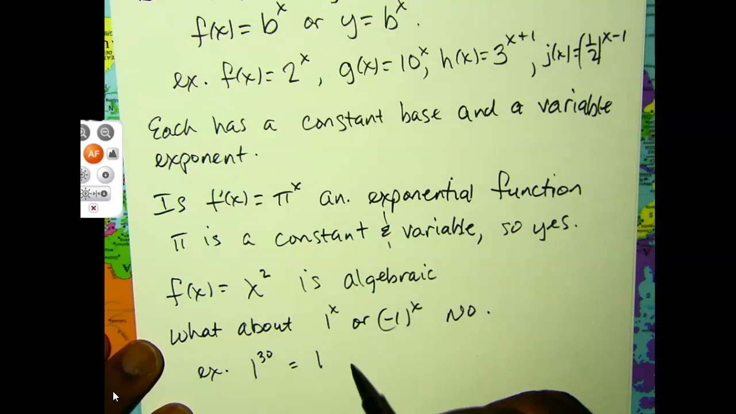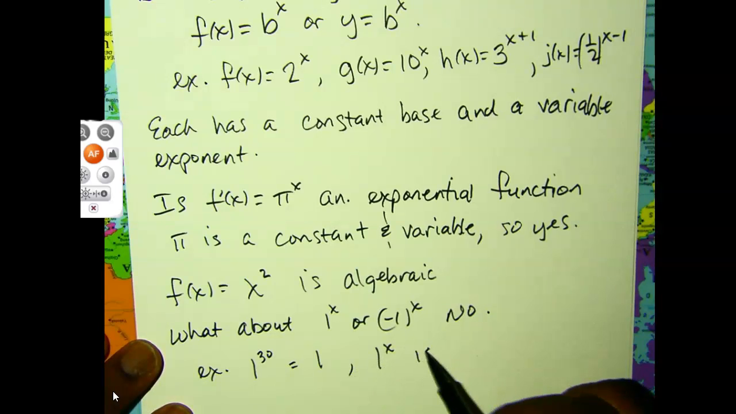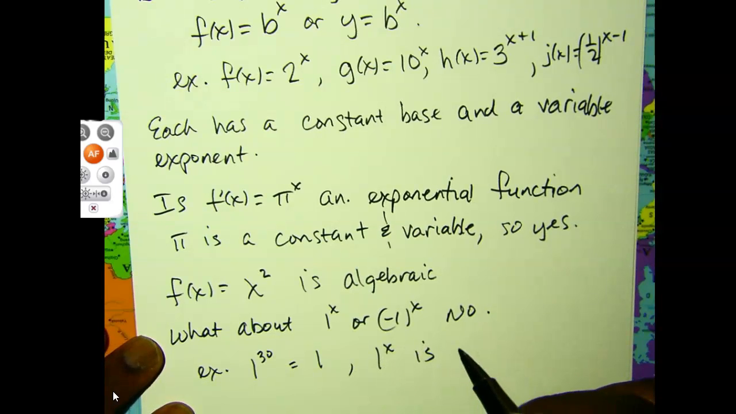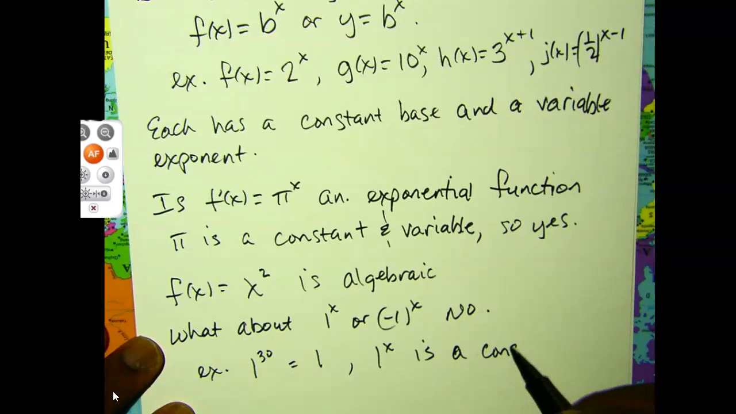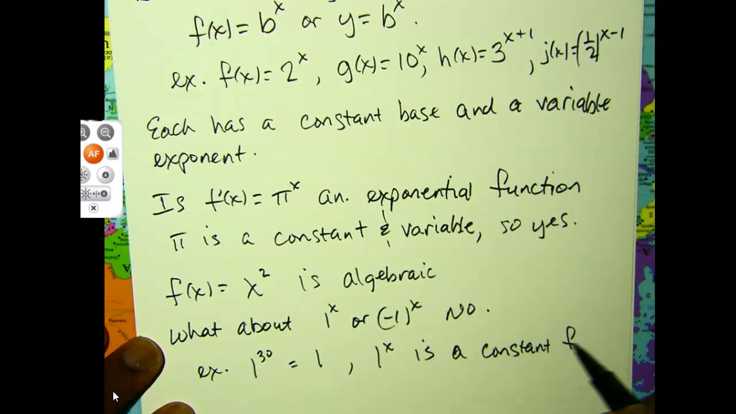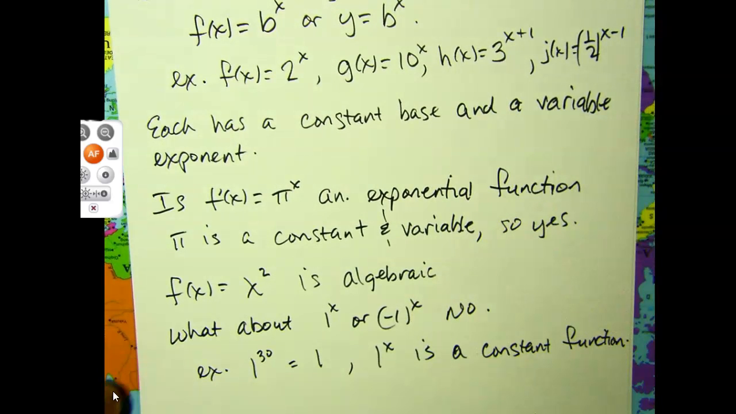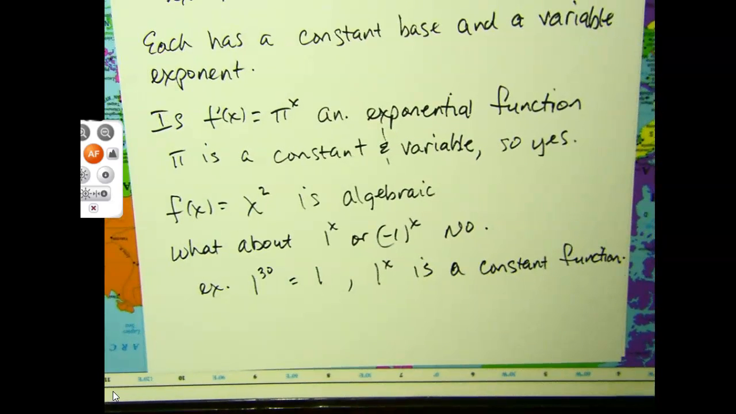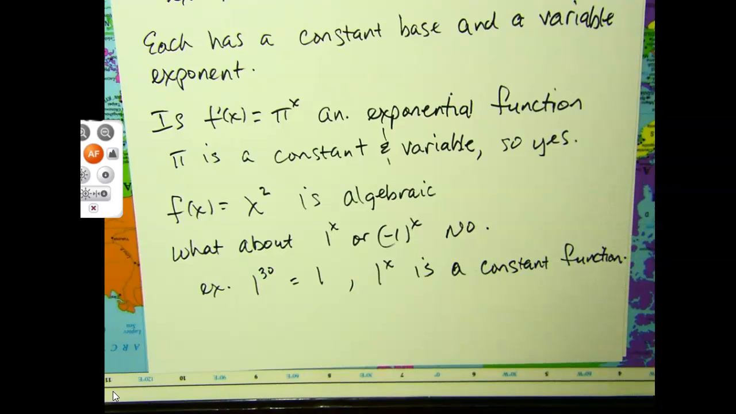So 1 to the x is a constant function. And similarly, we could show that negative 1 to the x is also a constant function. So no, those are not exponential functions. Okay.